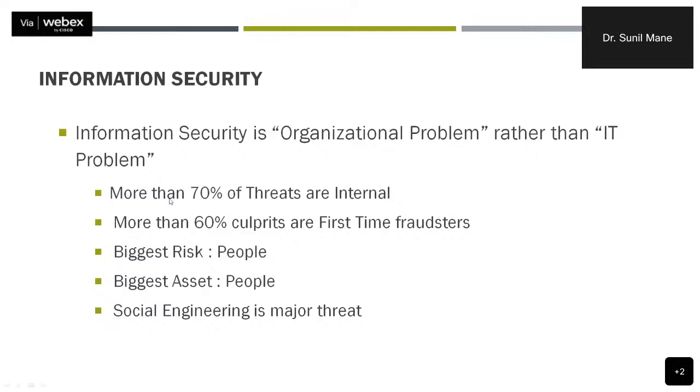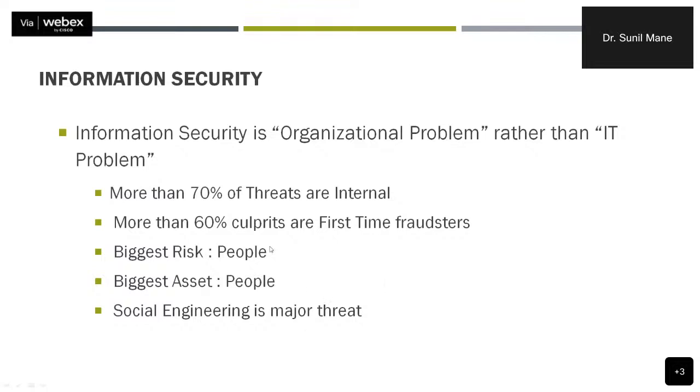How? Because more than 70% of the threats are internal. That means people are not aware of how to use the systems available in the organization. Also, more than 60% of culprits are first-time fraudsters. Knowingly or unknowingly, the fraud happens the first time, and very severe consequences have to be borne. The biggest risk is people, and the biggest asset is also people. Finally, social engineering is a major threat.